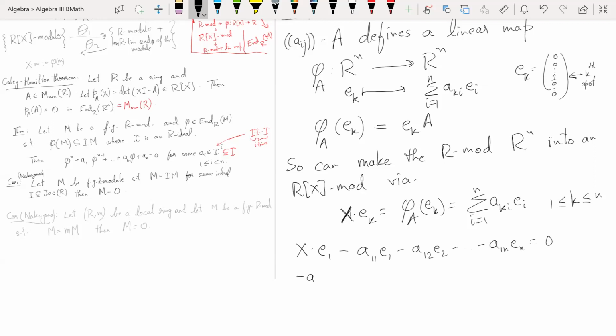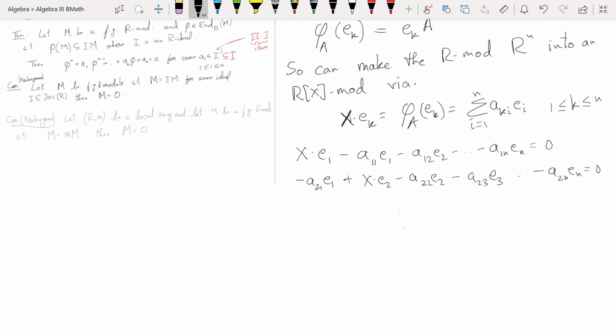Minus a21 e1, yeah, this is okay. Plus x·e2 minus a22 e2, minus a23 e3 and so on, minus a2n en equals zero. Yeah, and this is how you'll get. And the last term will be minus an1 e1 plus.